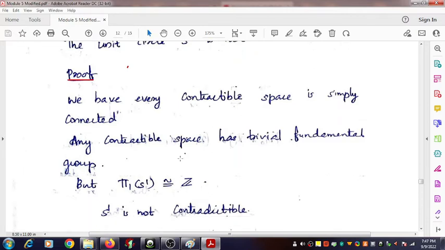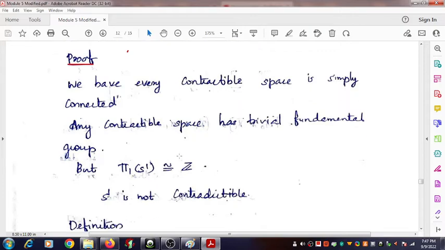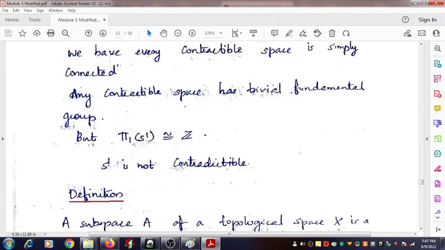But actually, we have proved that the fundamental group of S1 is isomorphic to Z, the additive group of integers. That is, pi1 of S1 is isomorphic to Z. Thus both these statements cannot go together, and we get a contradiction. Therefore, S1 is not contractible. The contradiction arose by assuming that S1 is contractible. So S1 is not contractible.